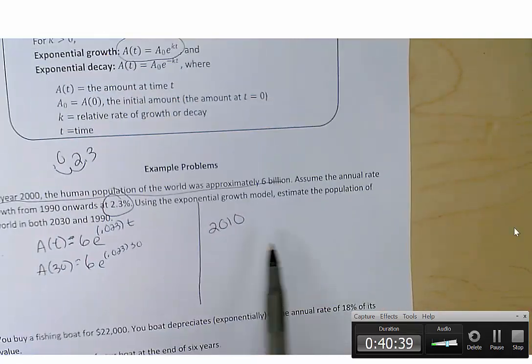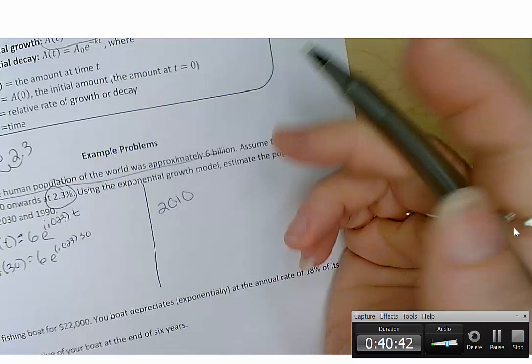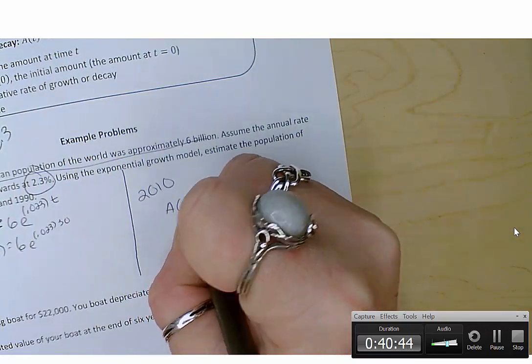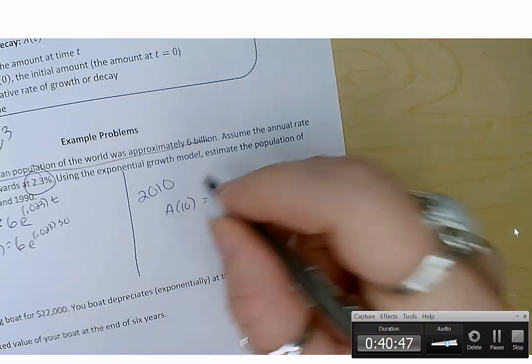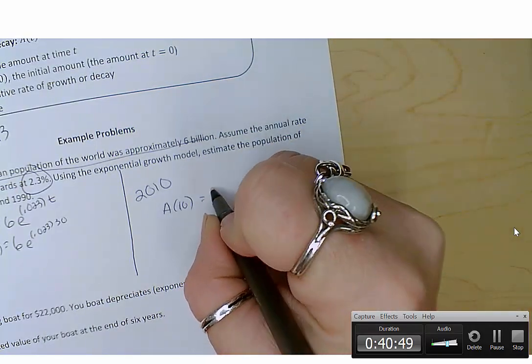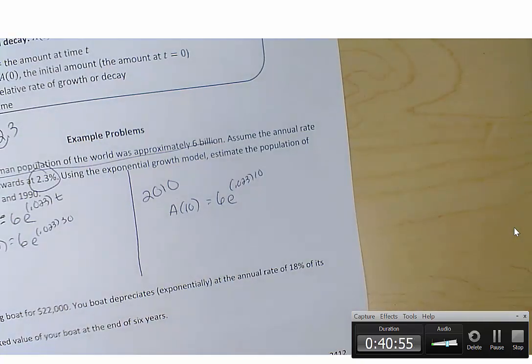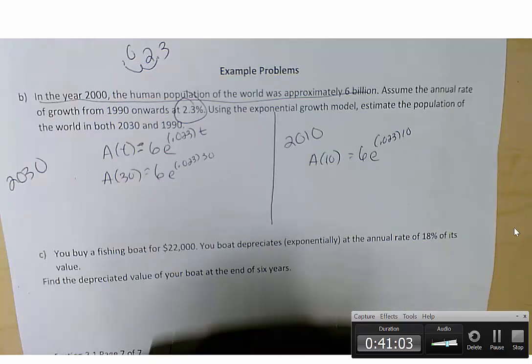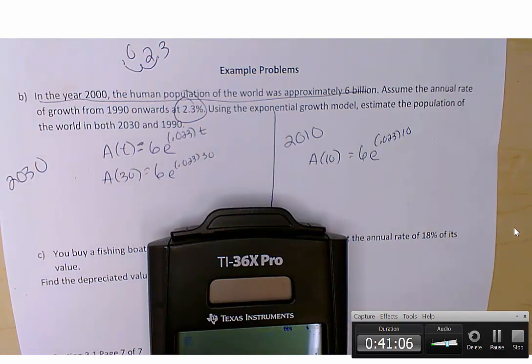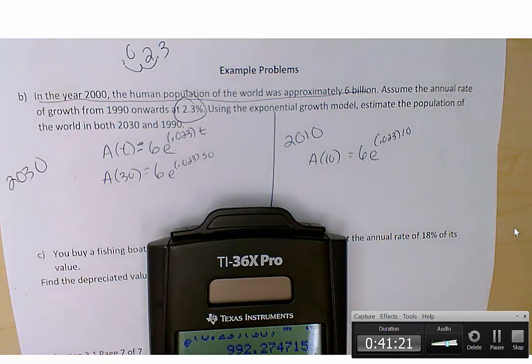Since we're going to be taking a look at the population in 2010, again, from 2000 to 2010, that is a difference of 10 years. So we're going to plug in 10 for our time here. So 6e, we're using the same exact rate, but now times 10. So we're just going to throw this into the calculator here. That's going to be e to the 0.023 times our 30 years, and then multiply that by the 6 billion.